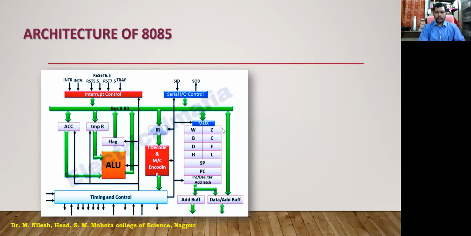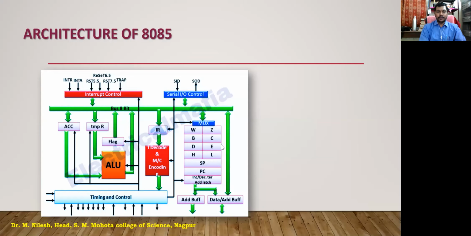So this is about the registers: general purpose registers BC, DE, HL, stack pointer, program counter. Stack pointer keeps the address of the memory location where the stack data can be stored temporarily. There are only 6 general purpose registers. HL is used for memory location. Then we are left with only 4 registers, which are B, C, D, and E.